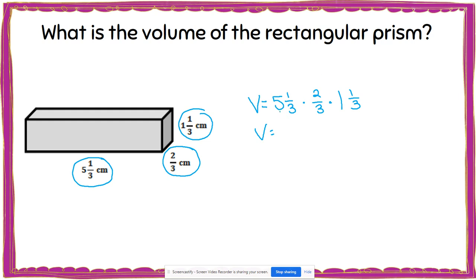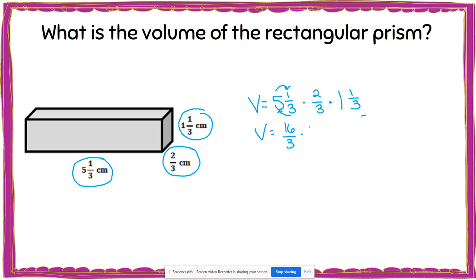If you're not familiar with using your calculator, you also should know how to do this by hand. If you have mixed numbers and you're multiplying or dividing with fractions, you have to make sure that they are turned into improper fractions first. So for this, I would multiply 3 times 5, which is 15, and then I would add 1, which is 16, and I would keep my denominator of 3.